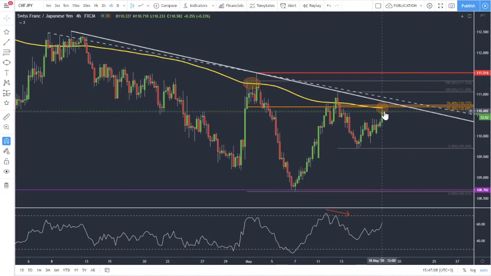Price could still close lower and then attempt to produce a spike to retest the downtrend trend line, but the key resistance remains at 111.50. Only if it's broken might price go to the upside.